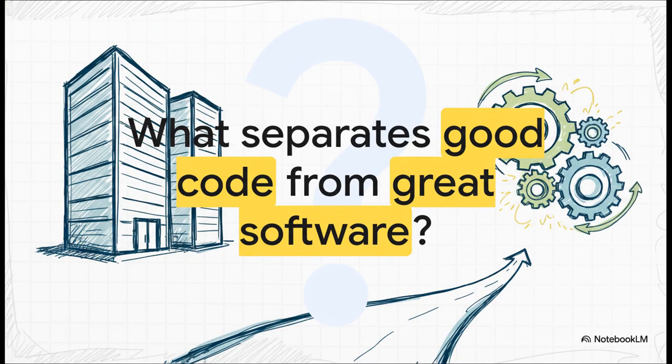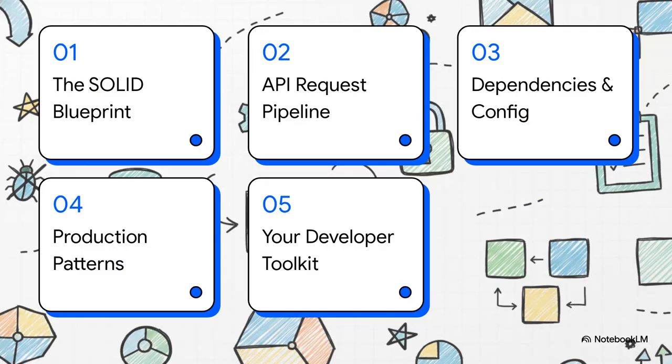So what is it? What's that line that separates code that's just good enough from software that's robust, scalable, and easy to maintain down the road? That's the big question we're tackling today, and every single concept we cover is a new tool to help you make that leap. All right, here's our game plan.